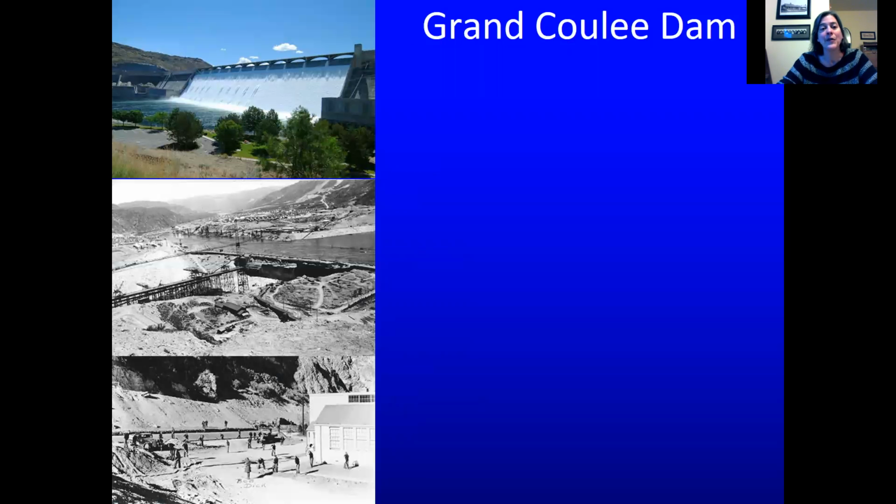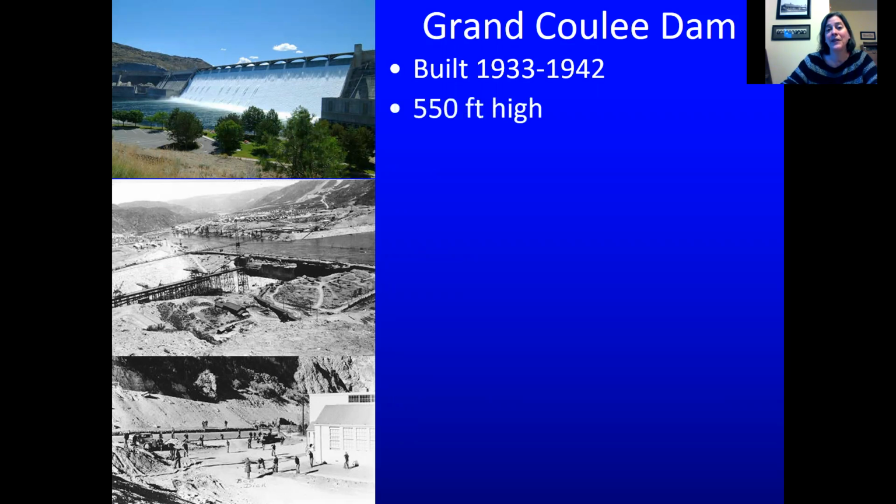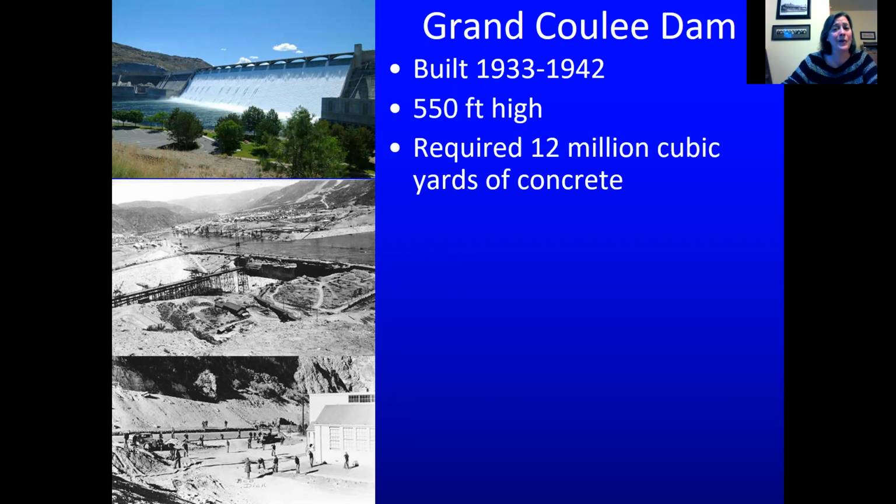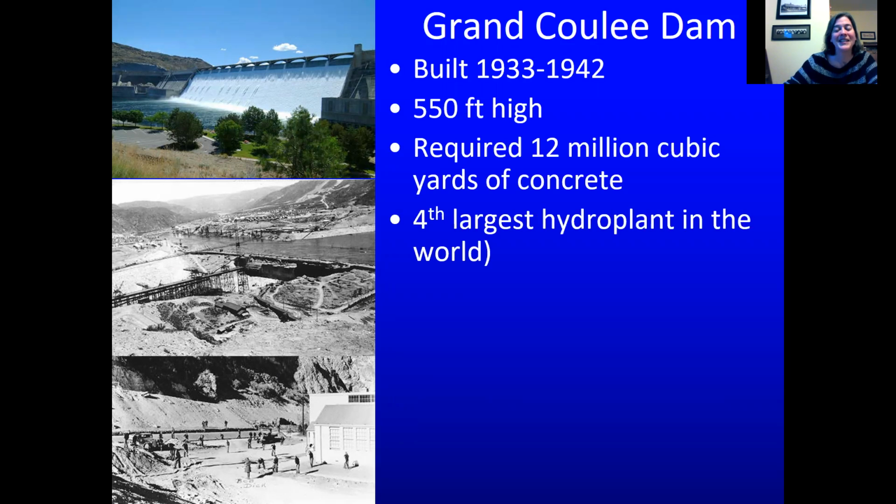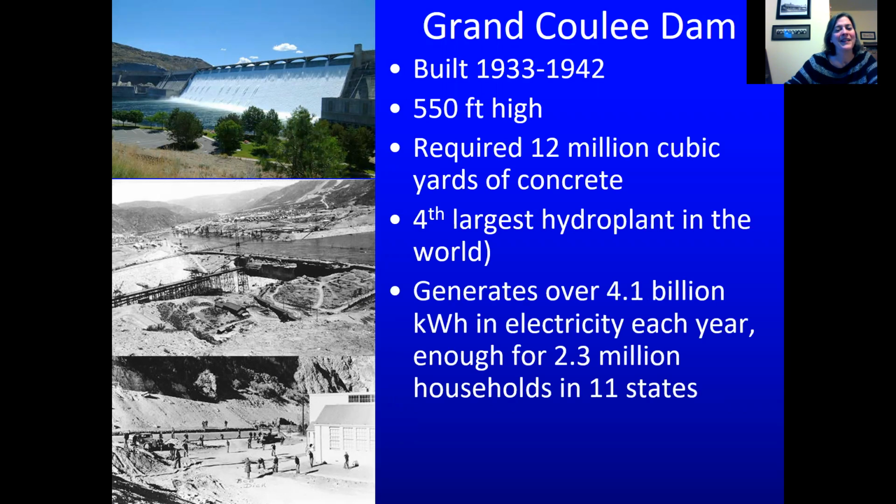All right, and then if you want to talk about big scale hydropower projects, the Grand Coulee Dam, also in Washington State. It was built during the Depression era years, as part of the works to get people back to work. And it's 550 feet high. It required a whole lot of concrete, and it's the 4th largest hydro plant in the world. I think it still holds that. There are other huge hydropower plants out there. Anyway, this one provides enough electricity for 2.3 million households in 11 different states.